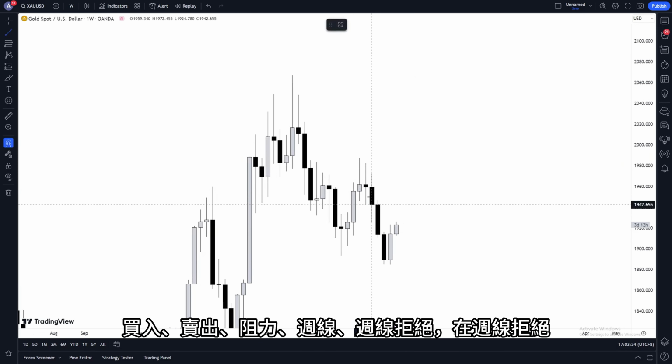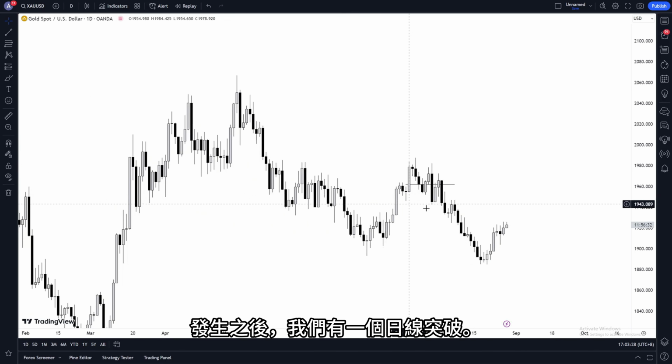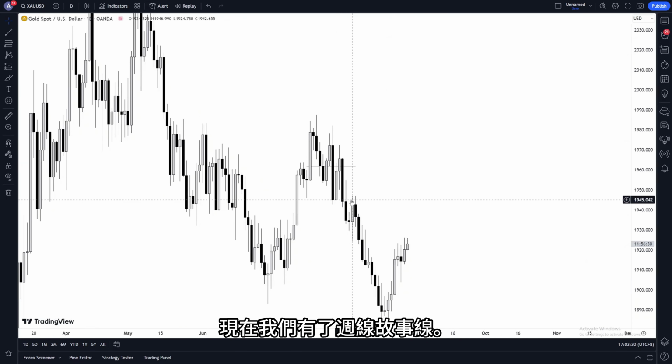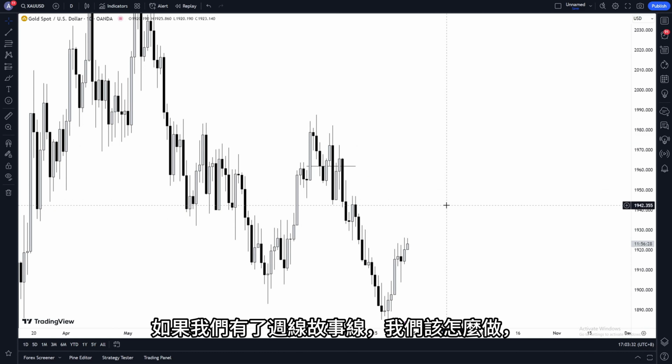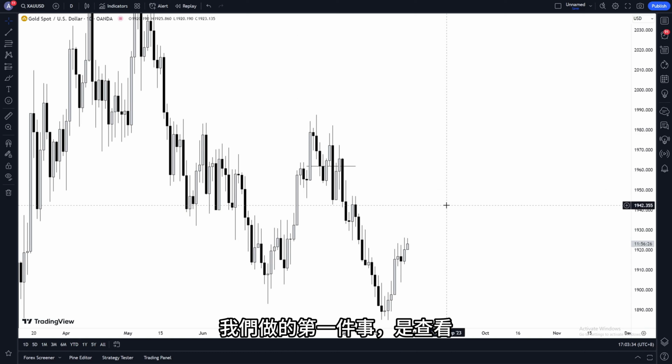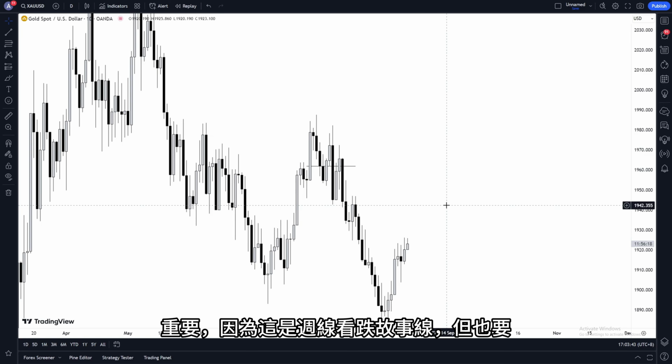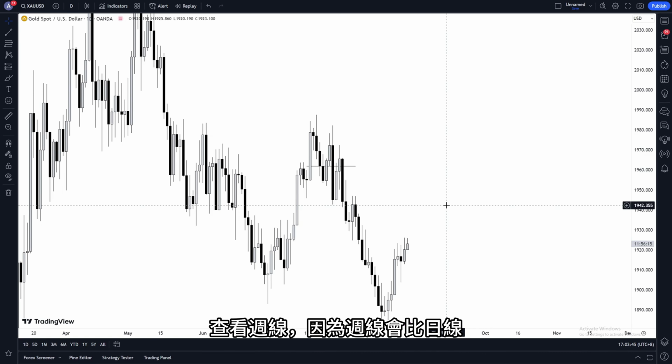So we have ourselves a weekly storyline right here, guys. Buy, sell, resistance, weekly reject weekly. After weekly reject weekly happens, we have ourselves a daily breakout. Now we have ourselves a weekly storyline. If we have ourselves a weekly storyline, what do we do, guys? First thing we do, we take a look at the weekly resistances and then we take a look at the daily resistances. Okay, not just only the daily. Of course, daily is very important because it's a weekly bearish storyline, but also look at the weekly because weekly is going to hold more power over the daily.